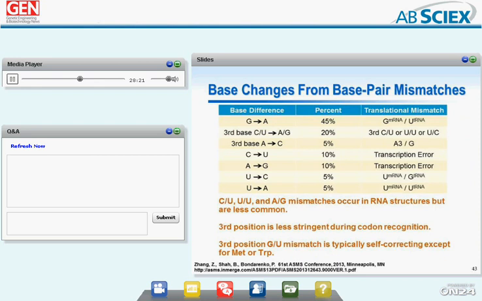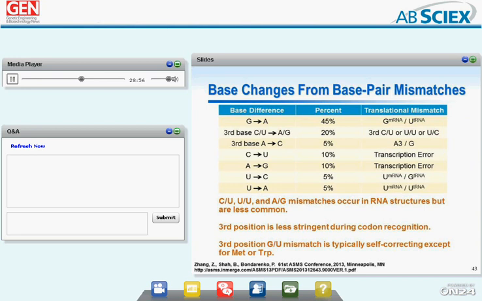Zhongqi Zhang showed in his talk at ASMS some statistics on the types of mismatches that occurred, and found that the largest one was this G to A mutation in your mRNA to tRNA mismatch. He found another one occurred in the third base pair, where you would either get C or U converted to A or G. And then smaller ones, our transcription errors, only accounted for about 10%, those shown in the previous slide, or U to C or U to A inversions where the RNA had problems with the tRNA.